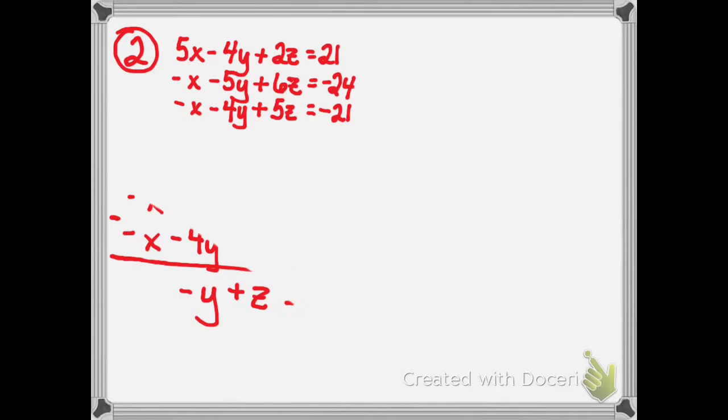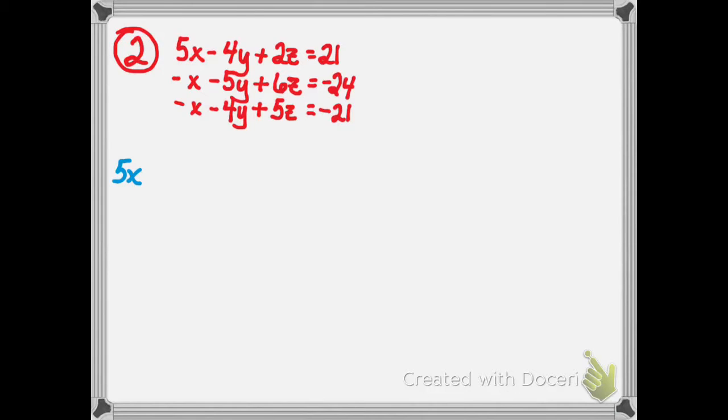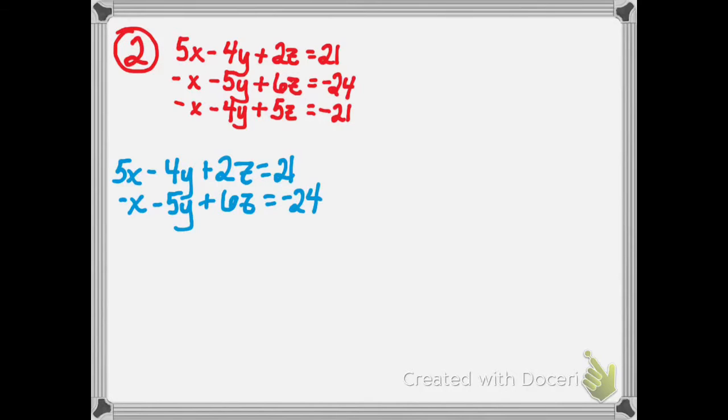Alright, on this next problem, you're going to do the same thing. So you're going to start with the top two equations. So you have 5x minus 4y plus 2z equals 21. And then you have negative x minus 5y plus 6z equals negative 24. On this one, I'm going to eliminate my x's, so I'm going to multiply my bottom equation by 5. So I'm just going to go ahead and rewrite the top one.